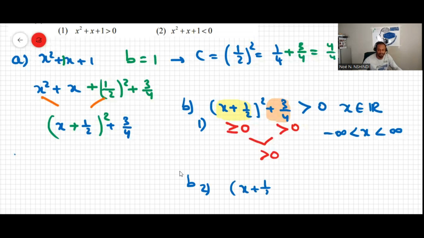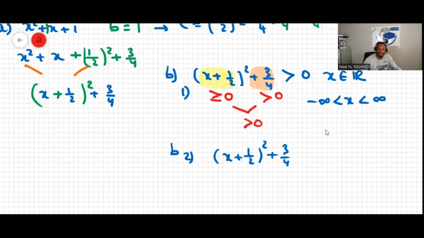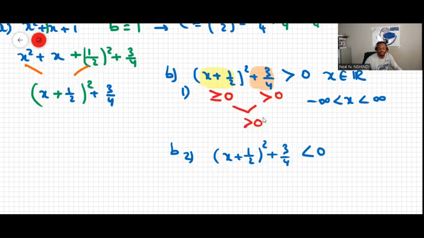x plus a half to the power of 2 plus 3 quarters. You did say this is less than 0. Obviously, we just proved this is always more than 0. So this is none, or no solutions. No solution here. Thank you.